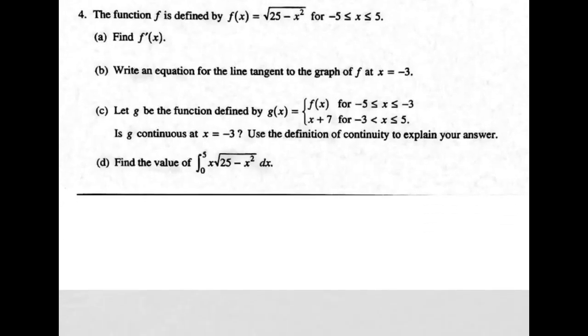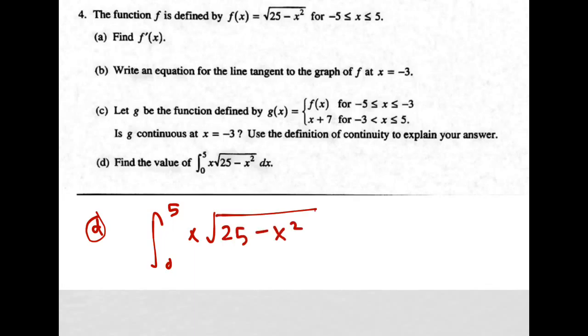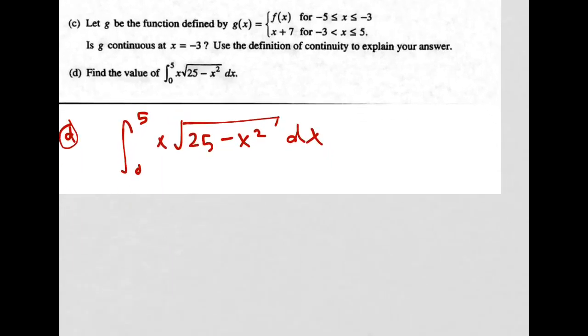So part D is just a simple integral. It doesn't even ask you to explain anything. 0 to 5. This is just using u substitution. This should be easy. dx. So u in this case I would say is 25 minus x squared.